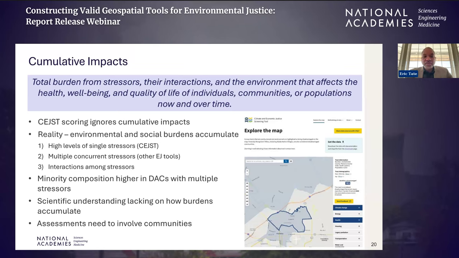Unfortunately, the scientific understanding right now for how burdens accumulate is lacking. This is the subject of a brand new National Academies study that's just getting underway. One of the things that we stress in the report is that these assessments of cumulative impacts really need to involve communities, because people that are experiencing these burdens of underinvestment and pollution likely have a much deeper understanding of how burdens accumulate, perhaps, than researchers. Next slide, please.